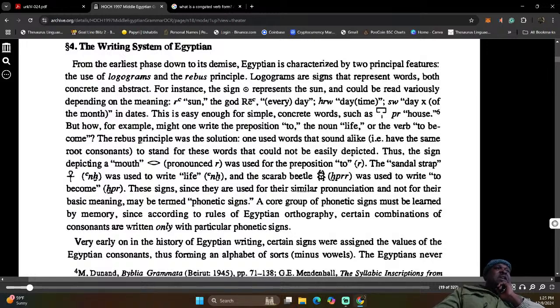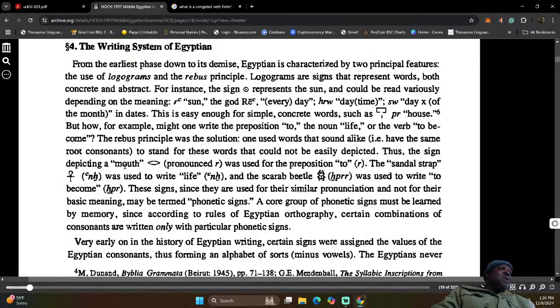But how, for example, might one write the preposition to, the noun life, or the verb to become? The rebus principle was the solution. One used words that sounded alike, i.e., that have the same root consonant, to stand for these words that could not be easily depicted.